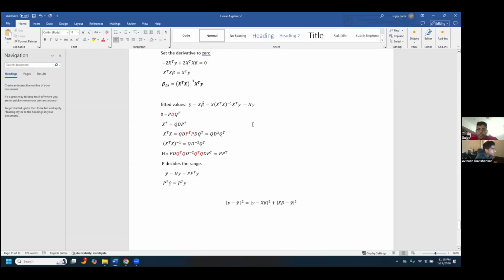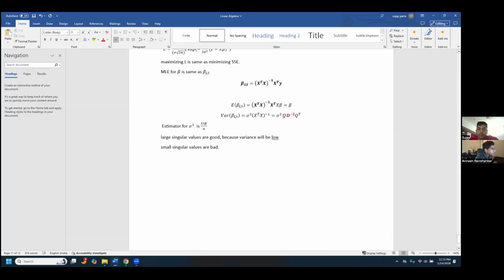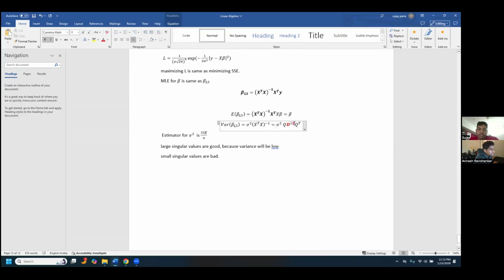Got it. So we discussed that if D has elements that are very large, let's say 100 or something, D power minus 2 will have very small elements. So the corresponding variance of beta will be very small, which is good for us. That means our true beta and our estimate beta will be close to each other. But if D happens to have one element which is very close to zero, then D power minus 2 will be very large. That is actually bad for us.